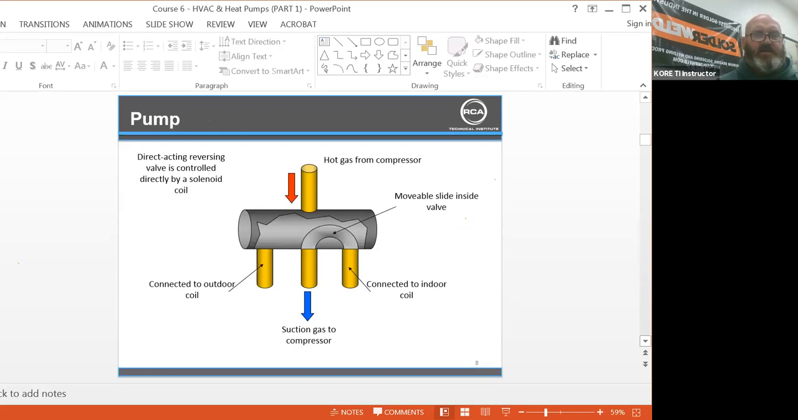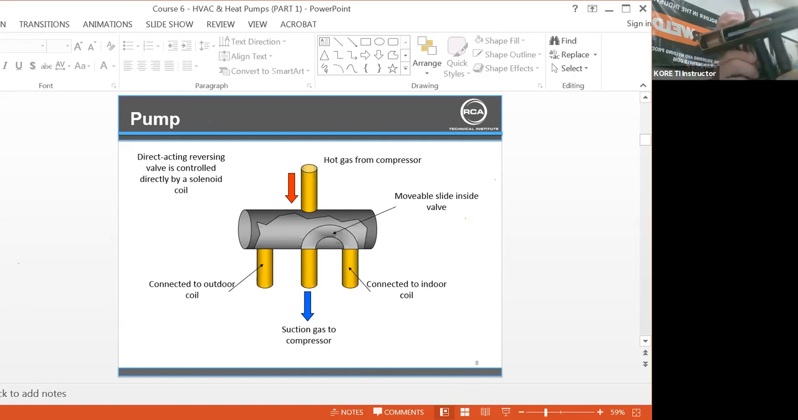You can see in this direction here, the direct acting reversing valve is controlled by a solenoid coil. Here's your hot gas from the compressor going through. Here, it looks like this is connected to the outdoor coil. That's a movable slide. I'll do my best, and if it doesn't come through, I won't do it again. But here's a reversing valve. You've seen them before, correct?